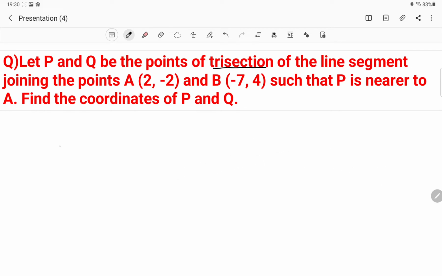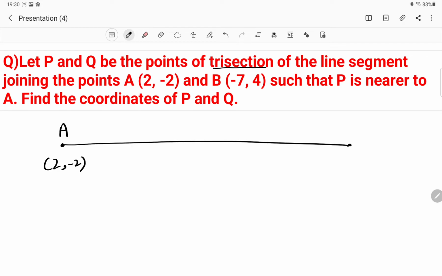So what are the endpoints? Here is the point A with coordinates (2, -2). Then I'm going to have another point B here, which is (-7, 4). P and Q are the points of trisection, and they are mentioning that P is nearer to A, which means P should be coming here. So here is P and this is going to be Q.